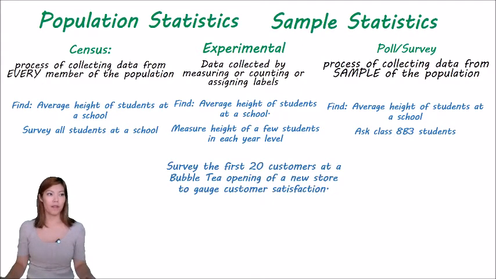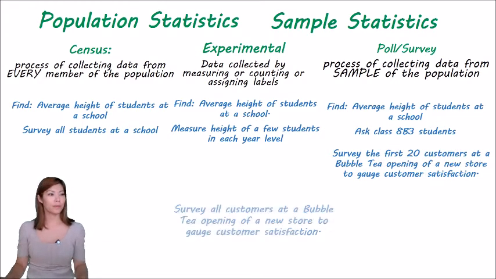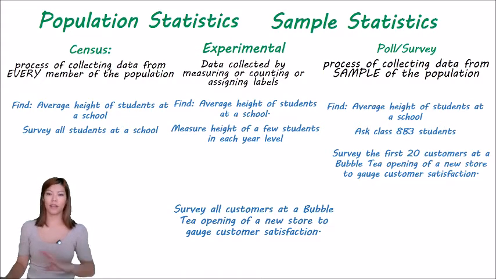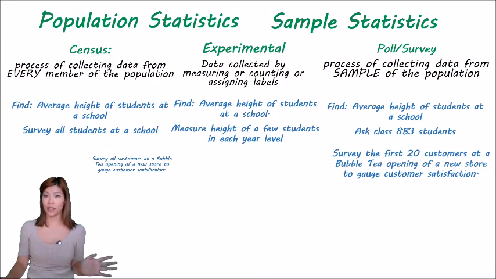What about if I survey the first 20 customers at a bubble tea opening of a new store to see whether the customers were happy or not? Well, if I ask the first 20 customers, that's again a sample, so that is taking a survey or sample statistics. What about I survey all the customers that walk in through that door that day? That's looking at the whole population, so that's census or population statistics.